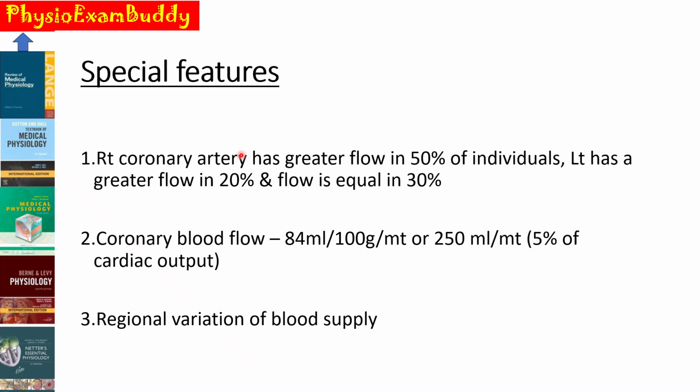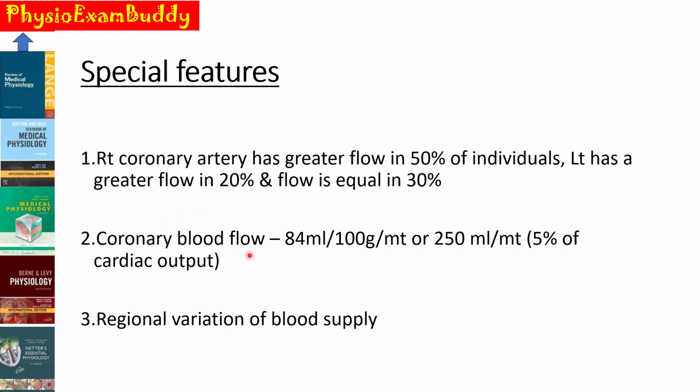There is a difference in the flow of blood through the right coronary artery as well as through the left coronary artery in different individuals. That is, in 50% of the individuals, the right coronary artery has a greater flow when compared to that of the left. Whereas in 20% of the individuals, the left coronary has a greater flow, and the flow is equal in both the right and left coronary artery in almost 30% of the individuals in the whole population.